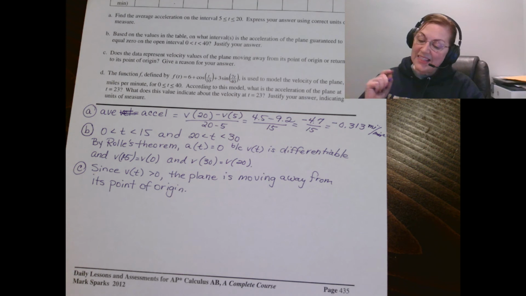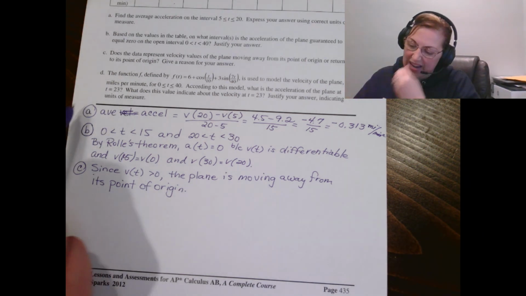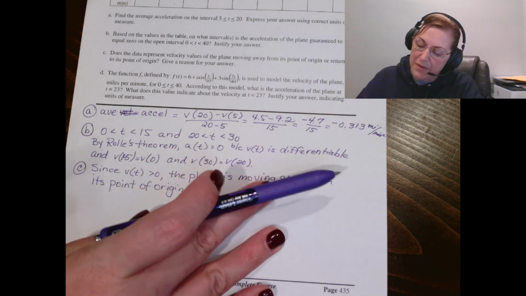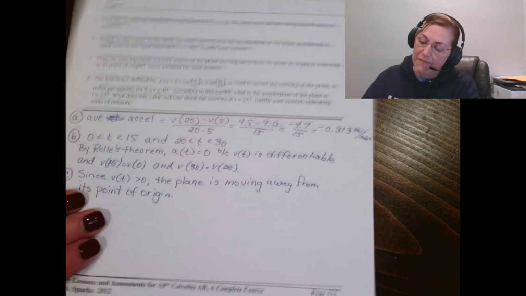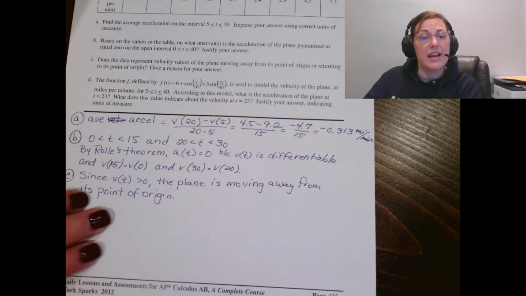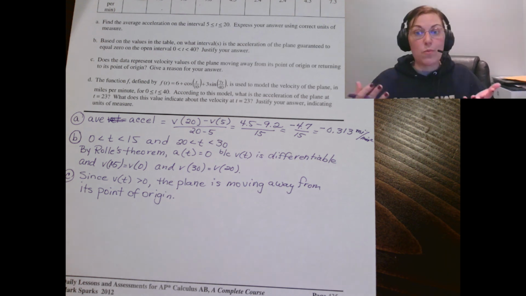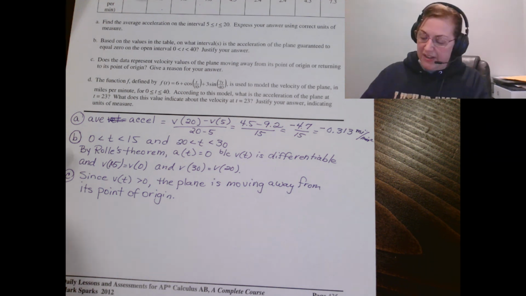Okay, last one. Then D says, here's a function, and it's used to model the velocity in miles per minute. According to this model, what is the acceleration of the plane? What does this value indicate about the velocity at t equals 23? So this is asking you, what is the value of the acceleration? What is the value of the derivative here?